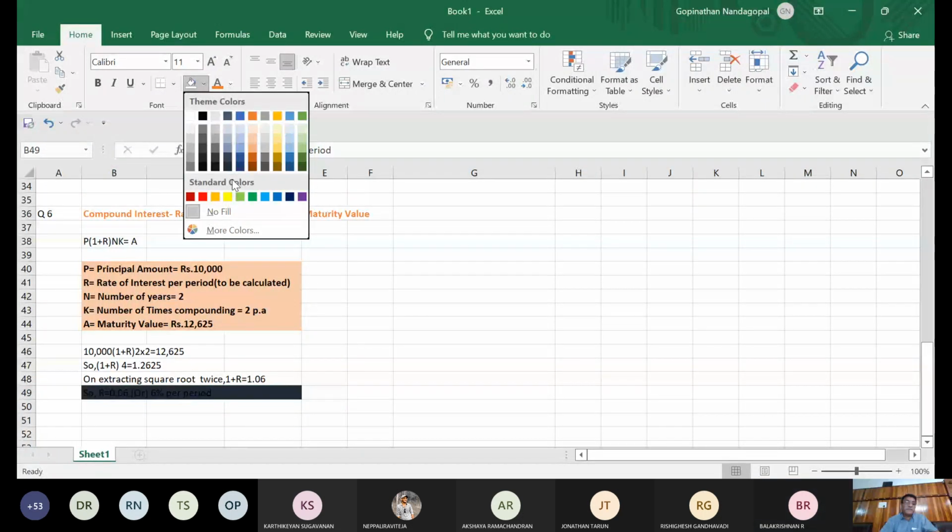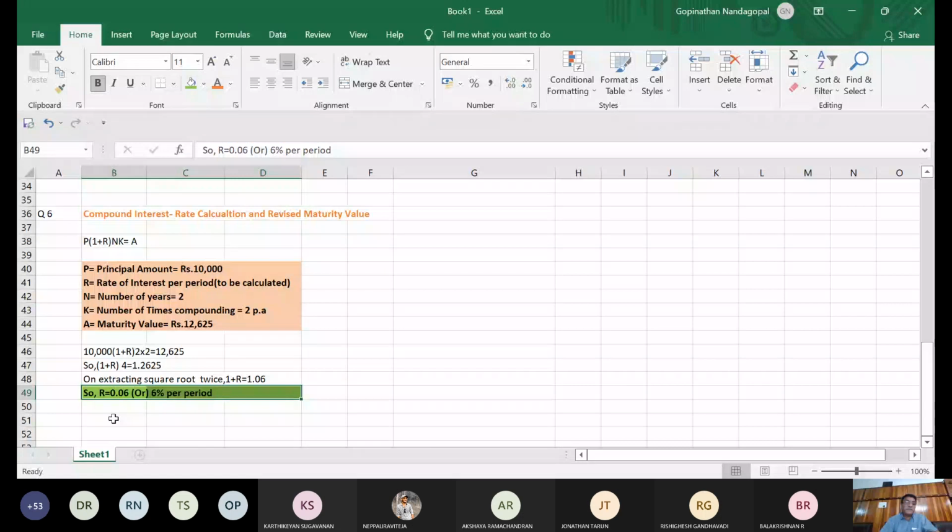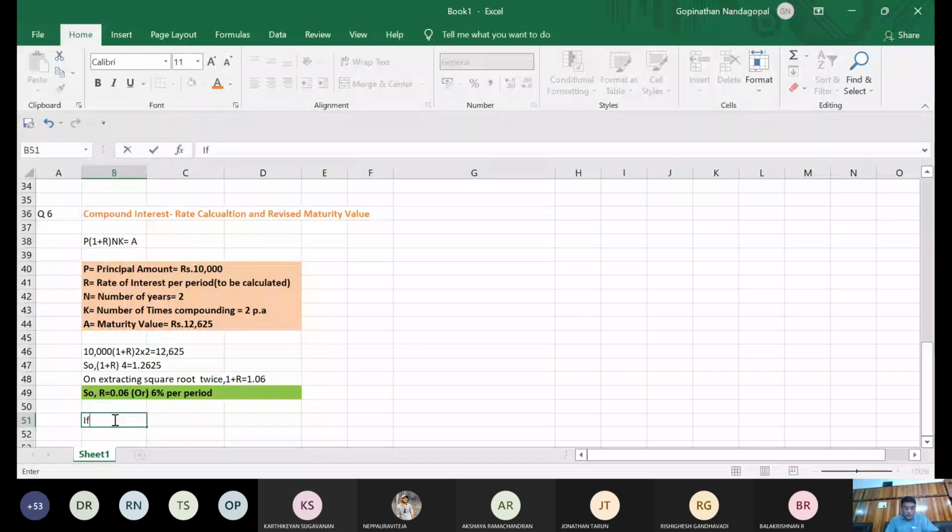Now, there is one more question. If the company wishes to amend the scheme by compounding interest every quarter, what will be the revised maturity value? So, I take it like this. If the number of compoundings is how much? 2 per annum or 4 per annum? 4 per annum, sir. Why are we taking 4 per annum? Can you explain? Every quarter, sir. Every quarter. Excellent.